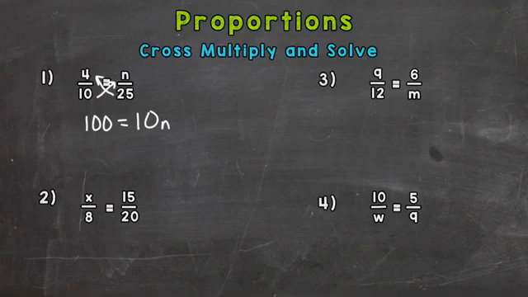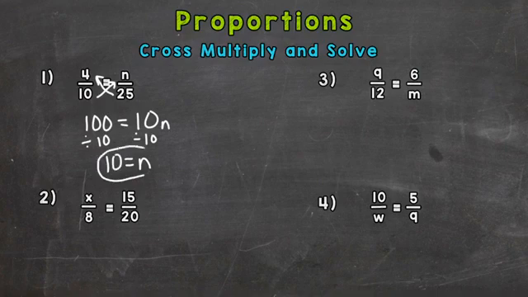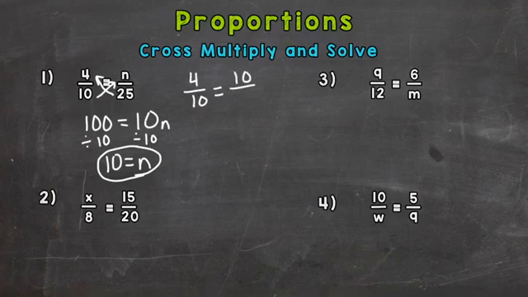Now it's just a matter of solving this one-step equation in order to isolate that n and find its value. So let's divide both sides by 10 in order to isolate that n and get our answer. So 10 divided by 10 would give us a 1, which is just the same thing as 1 times n, which is n. And 100 divided by 10 is 10. So n equals 10. So 4/10 equals 10/25.